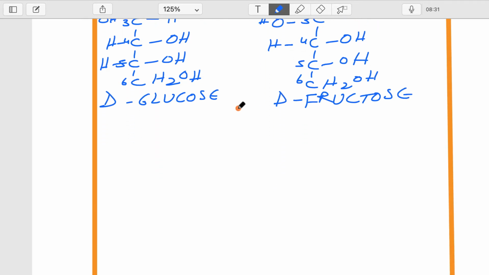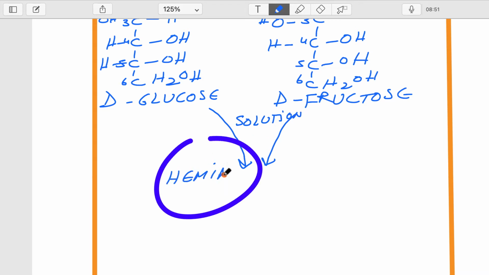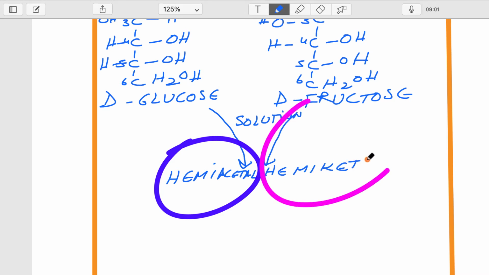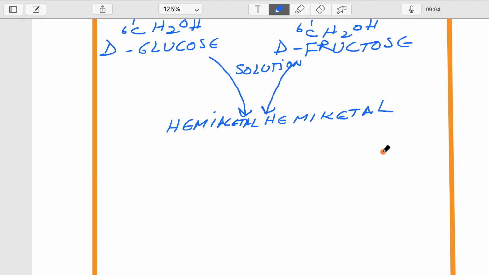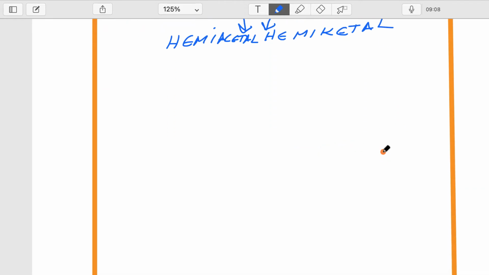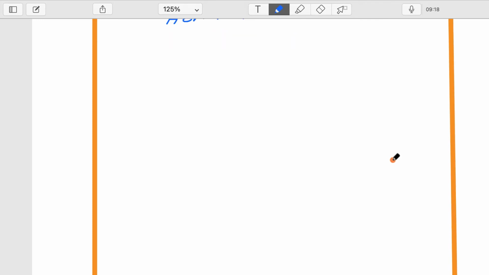As I said, when you put them into solution, they don't remain in this format. When you dissolve them in solution, they attain a structure called hemiacetal in case of aldoses, and in case of ketoses, hemiketal. An internal cyclic structure forms. How is this forming? It is very simple to understand. Let us see how this cyclic structure looks.